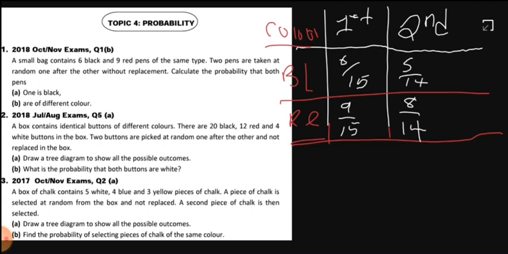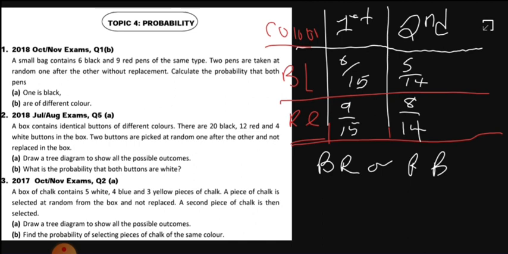Now they're saying 1 is black. When they say 1 black, they haven't specified whether black is to be at the beginning or at the end. That means we can have black and red, or we can have red and black.